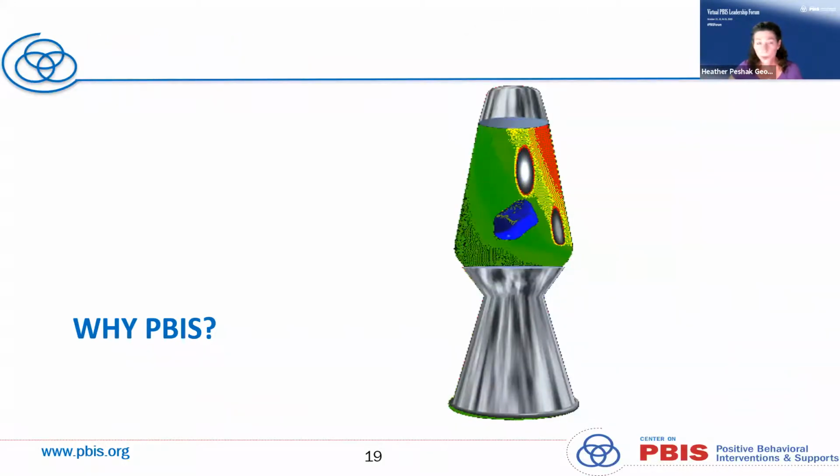So let's talk about why PBIS. And I think the lava lamp, I know it clearly dates me, and you guys can probably figure out what era, what decade I grew up in.